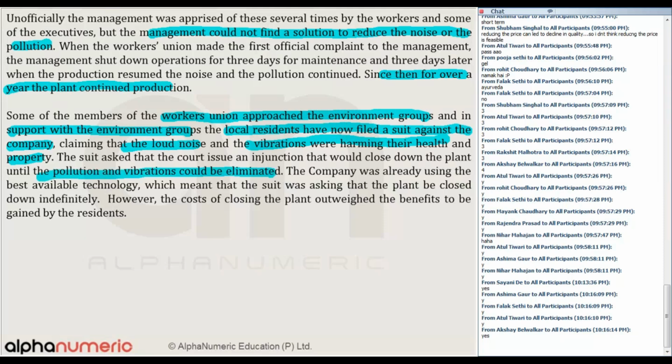Suit asked. This is the suit which they had filed. The company was already using the best available technology, which means that the suit was asking that the plant be closed down indefinitely. However, the cost of closing the plant outweighed the benefit to be gained by the residents.